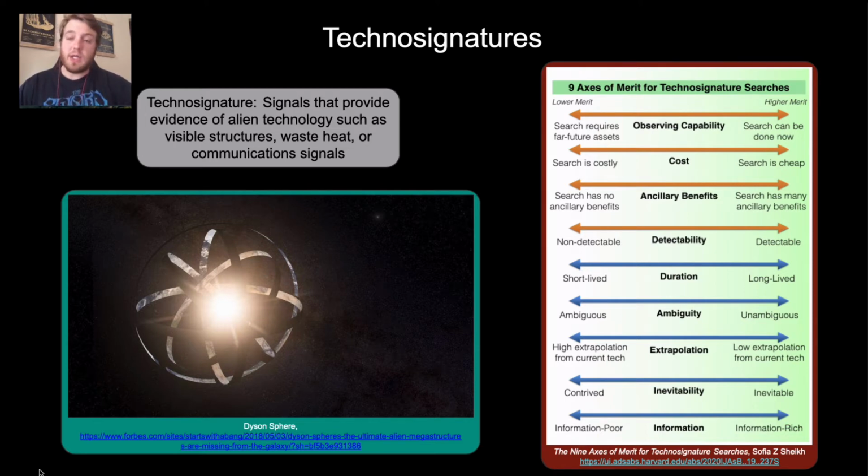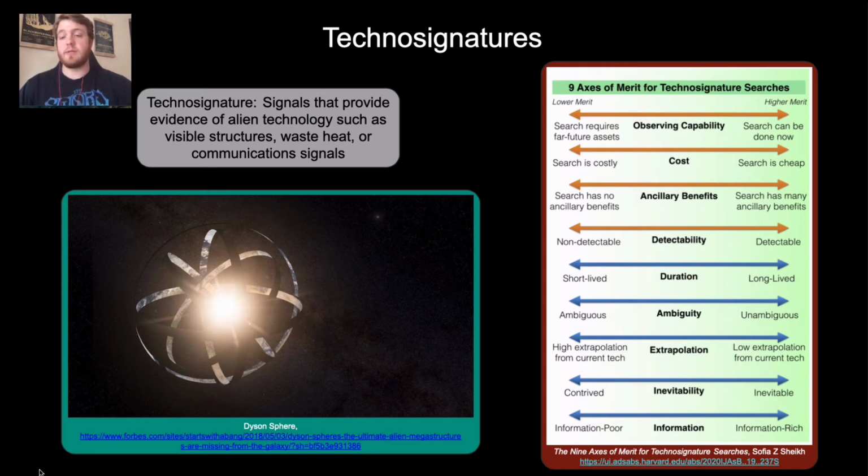So Sofia Sheikh actually outlined 9 axes of merit for different kinds of searches for technosignatures. These are basically metrics that we can use to determine whether or not searching for a specific kind of signal is likely to produce a useful result. These include things like observing capability and cost, both of which are related to how well we could actually make the detection while not spending lots and lots of resources to do so. Ancillary benefits include other science that we might be able to get, even if we have a non-detection of a technosignature.